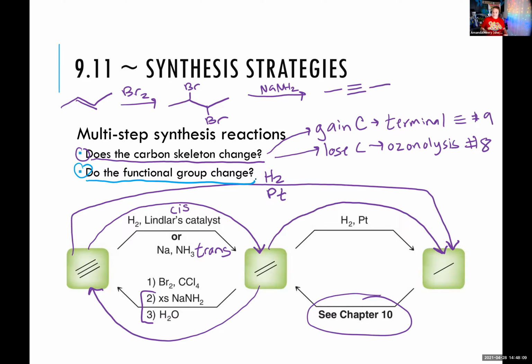In terms of what we can start with, we know how to start with something that has a leaving group. We know how to start with alkenes, and we know how to start with alkynes, because those are the chapters we've covered so far. So this is essentially the approach we want to take. And to answer those questions, we take a little inventory at the start of our reaction for the reactant and the product. So we're going to do a couple practice problems.